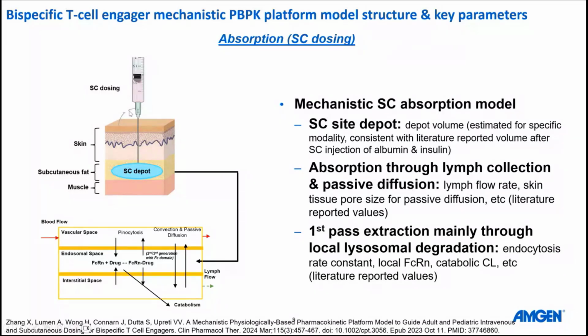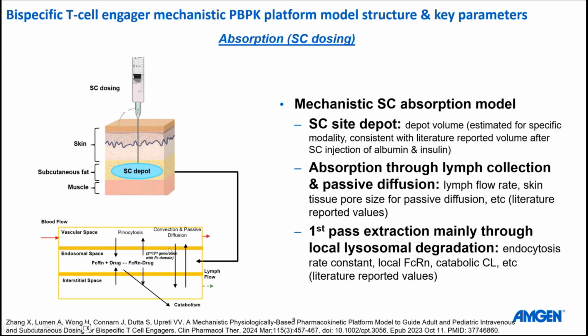So after the drug is administered to the subcutaneous fat layer, it is assumed that it will form a SC depot within the interstitial space. And then due to the osmolarity differences, the drug will slowly diffuse to the surrounding tissue, and then gets absorbed mostly through the lymph flow, lymph collection, back to the peripheral lymph node, and then to the systemic circulation. And some drug, especially the first generation, we allow them to be absorbed through passive diffusion.